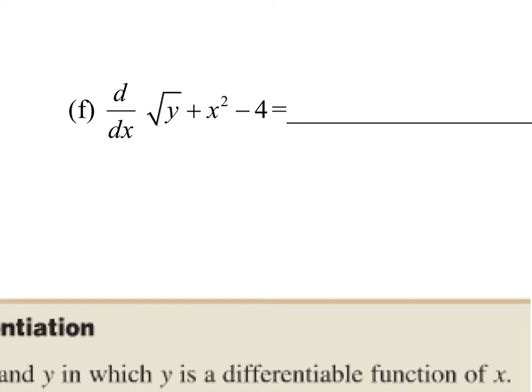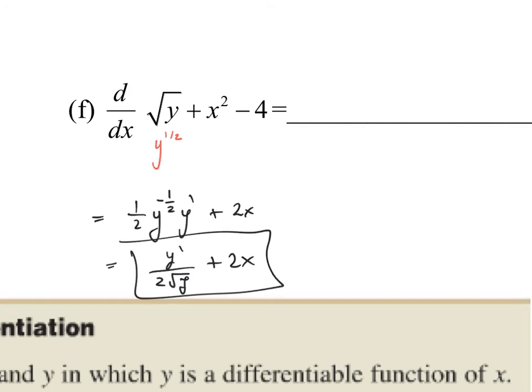The last one says the square root of y plus x squared minus 4. If you remember, this is really just y to the 1/2. So what would this be? The derivative of y to the 1/2 would be 1/2 y to the negative 1/2. But then remember, we need to add that y prime because the variables don't match. Plus, what's the derivative of x squared? Well, that's simply 2x. We don't need an x prime, the variables match. And the derivative of negative 4 is 0. So what would we have on this one? We'd have y prime over 2 square root y plus 2x if we put it back into radical form.